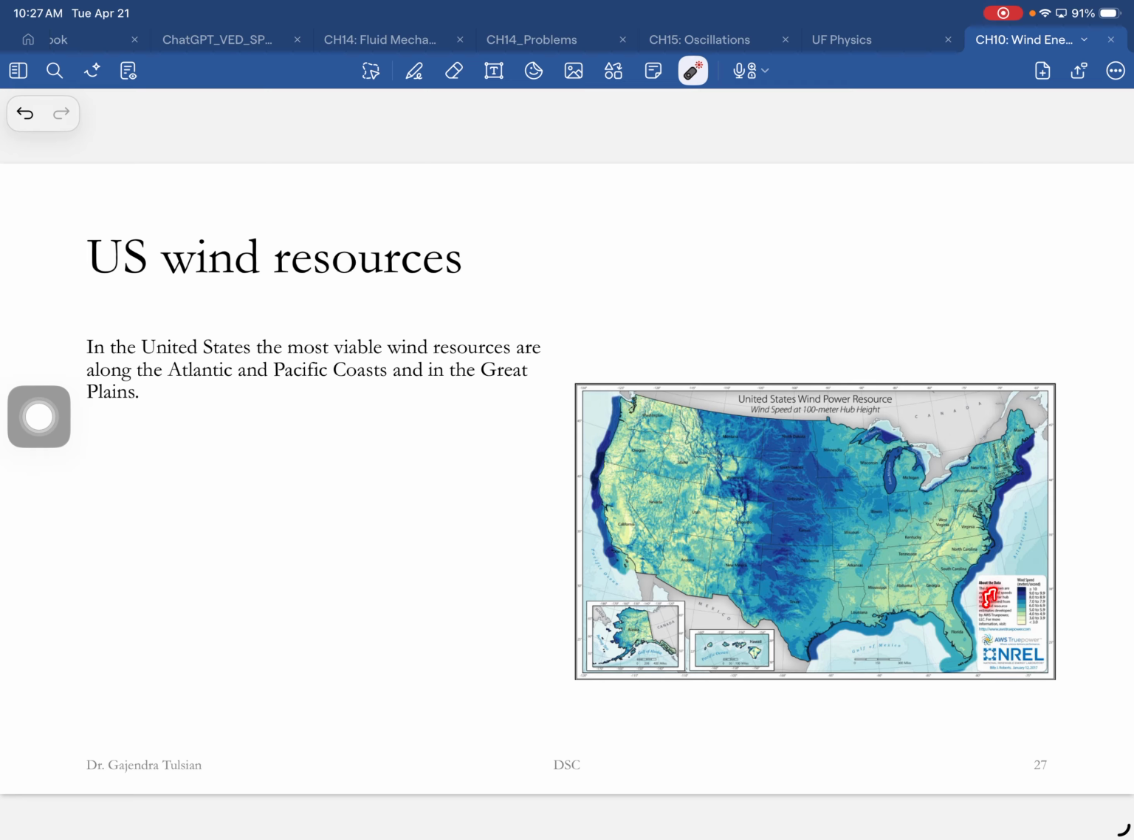So 100-meter hub. 100 meters is twice the height of any of the condos on the beach, and that's the height of a modern windmill. In the United States, the most viable wind sources are along the Atlantic and the Pacific coast. So you want to build wind farms offshore.